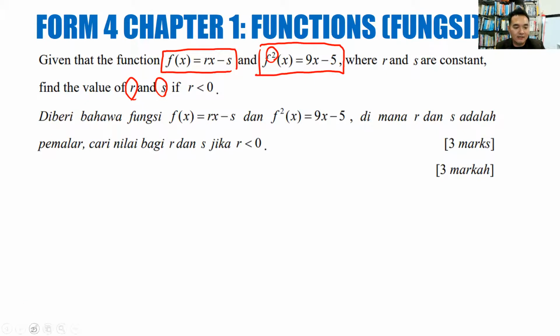You need to read carefully and try to understand the concept of f²(x). It's a composite. It's not a power of 2. Be careful because this is a careless mistake done by students. They thought that they take 9x minus 5 and the whole thing is squared. No, no, no. Or they thought that rx minus s, the whole thing squared. No, no, no. So what does it mean? It means it's a composite of f.